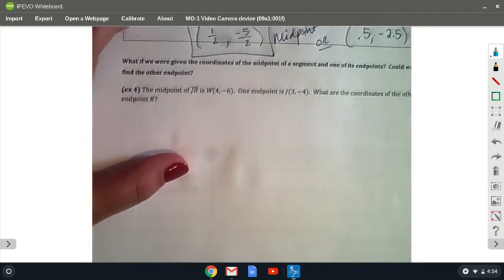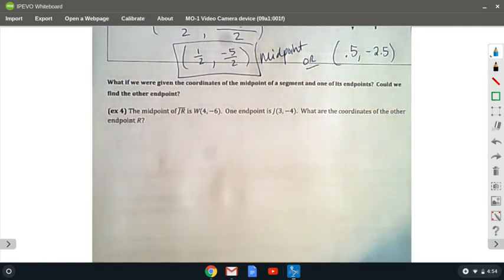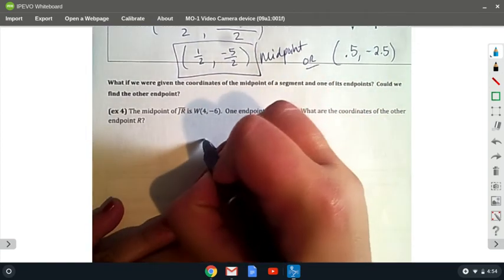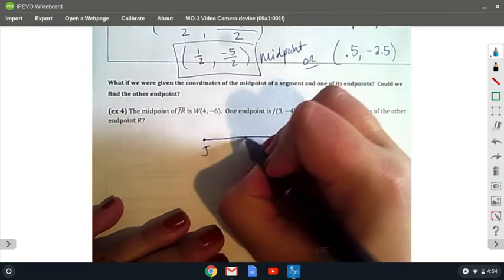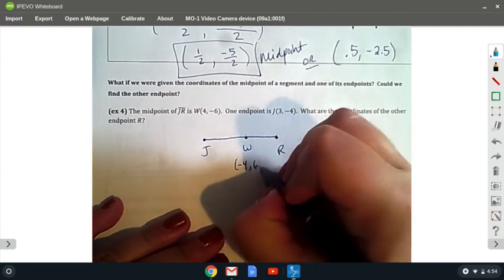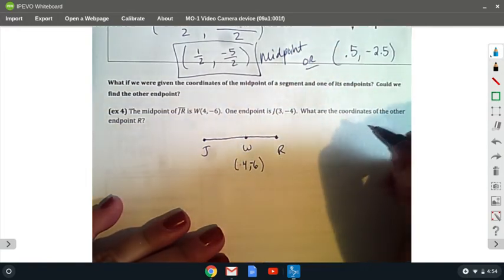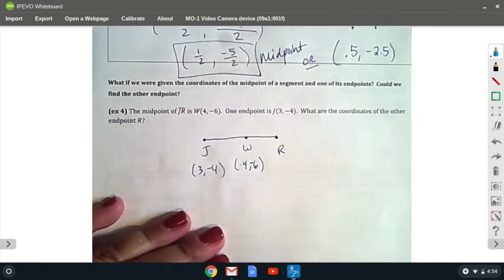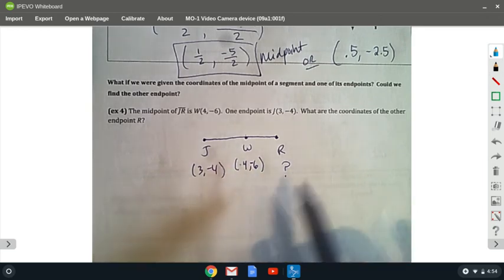Okay. This last problem here is a little tricky, so it's kind of a challenge, but it's actually super easy. It sounds tricky and it looks scary, but it's not. So you have the midpoint of JR, so our line is JR, and the midpoint is W, and that midpoint is at 4, -6. J is 3, -4. What are the coordinates of R? This is different because we can't necessarily use the midpoint formula, because we don't know it.